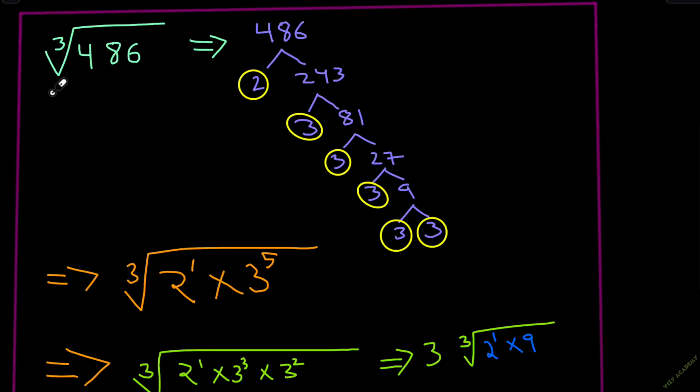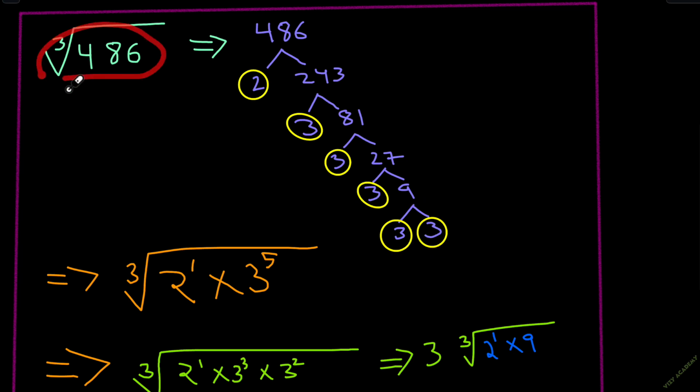Now let us go over a cube root number. So cube root of 486. 486 being an even number is divisible by 2, so it becomes 2 times 243. Now 243 is divisible by another prime number, that is 3. How to check? 2 plus 4 is 6, 6 plus 3 is 9. 9 being a multiple of 3, so this number is divisible by 3. So it becomes 3 times 81. 81 is divisible by 3, 3 times 27, then 3 times 9 and 3 times 3.